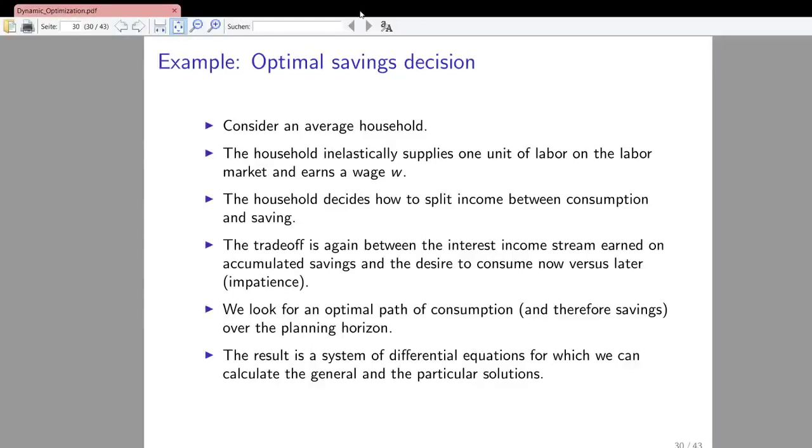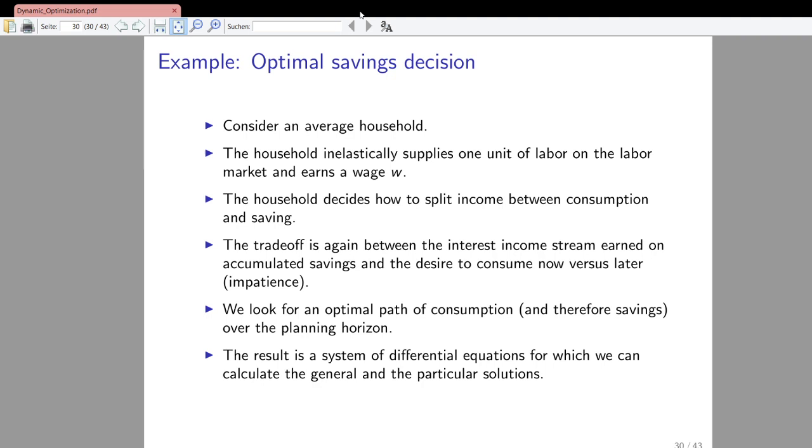Now again, consider an average household, and the household inelastically supplies 1 unit of labor on the labor market and earns the going wage W as previously. Now the households again decide how much to consume and how much to save. So the trade-off is again between increasing utility today by consuming more, but in exchange foregoing interest income for consumption in the future.